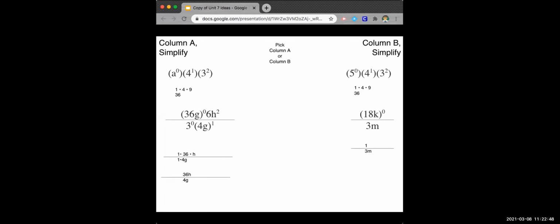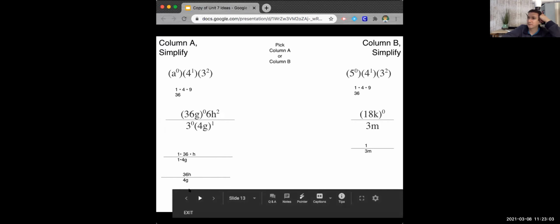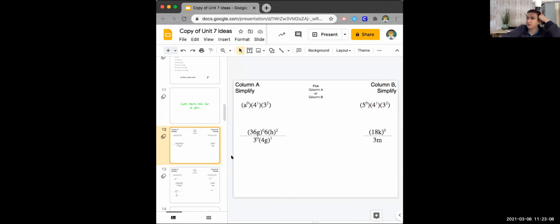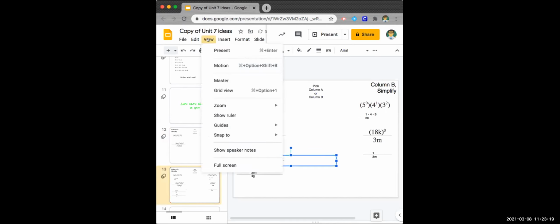It changed. Let's see. There was a parentheses on the h. You are right. Ah, shoot. You know what? Let's fix that right now. It was 6h squared, so this was 6h squared. That means the answer should be 6h to the power of 2.